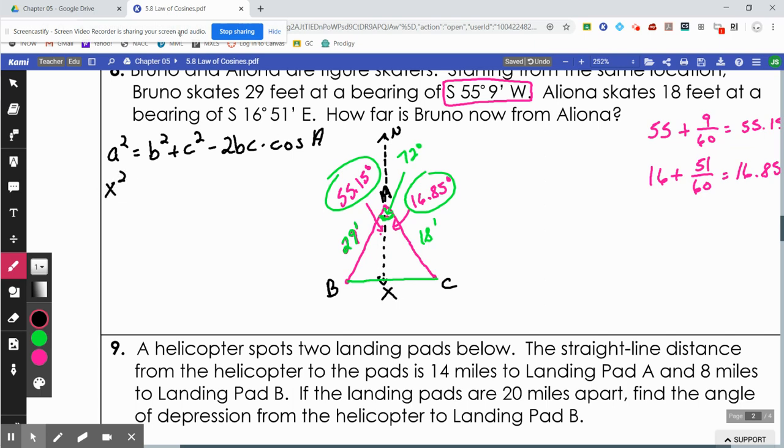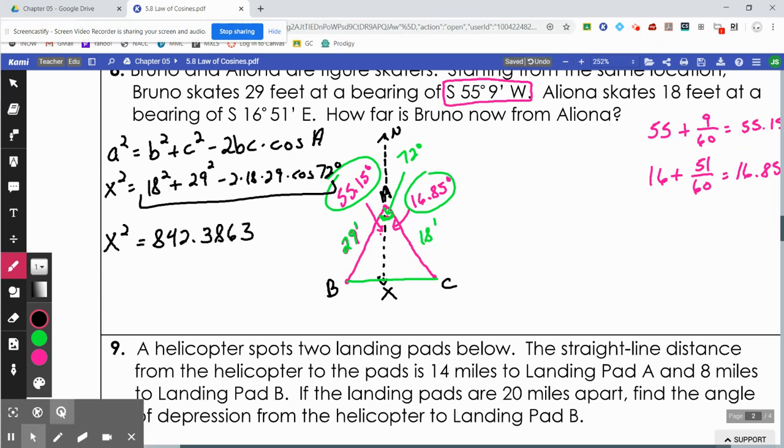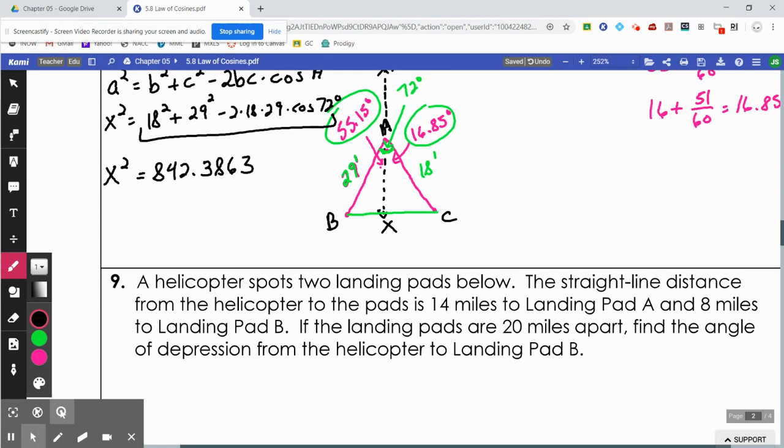So we got x squared equals, our B value is 18. So 18 squared plus 29 squared minus 2 times 18 times 29 times the cosine of our angle, which is a 72-degree angle. Again, all we have to type in is these three terms, and you get x squared is equal to 842.3863. Take the square root of that, and you're going to get right at 29 feet.